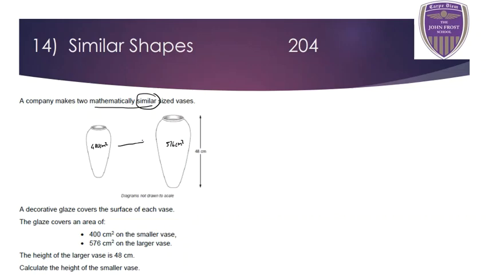So when we're dealing with this, we need a scale factor, and because we're dealing with the area, it'll be the scale factor that's squared in order to multiply to get from 400 to 576. Okay, so we need to find that scale factor before we can even consider finding the height of this smaller vase here. We know the height of the bigger vase is 48. So in this case then, the scale factor squared is equal to this area divided by this area. So 576 divided by 400.